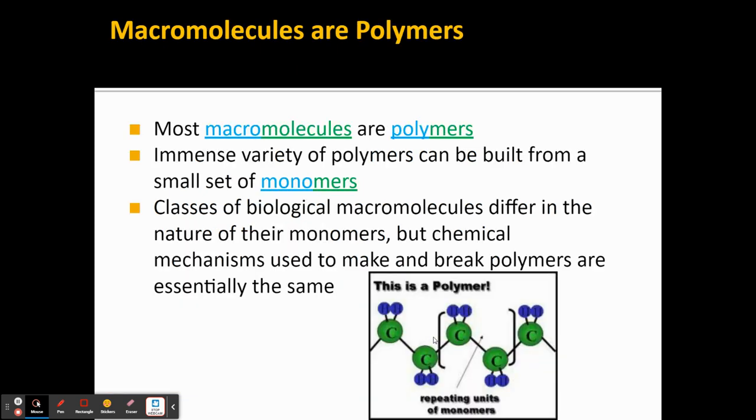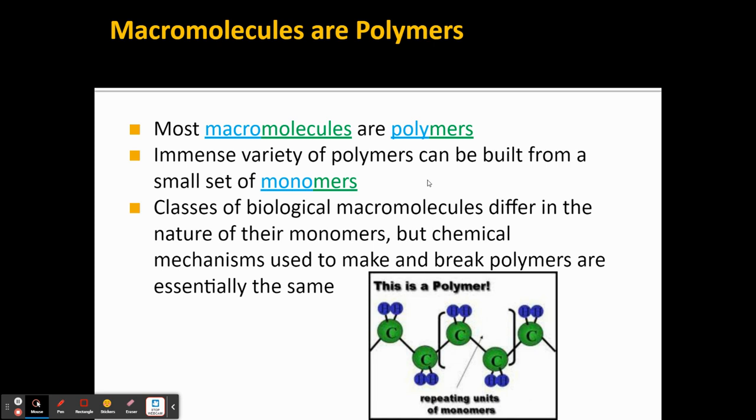All right, the other thing is that all macromolecules are polymers. Macro, big molecule. Poly means many. Mer means part. So a dimer is two parts, a polymer is many parts, and a monomer is one part. Again, we can build a whole variety of polymers from a small set of monomers.